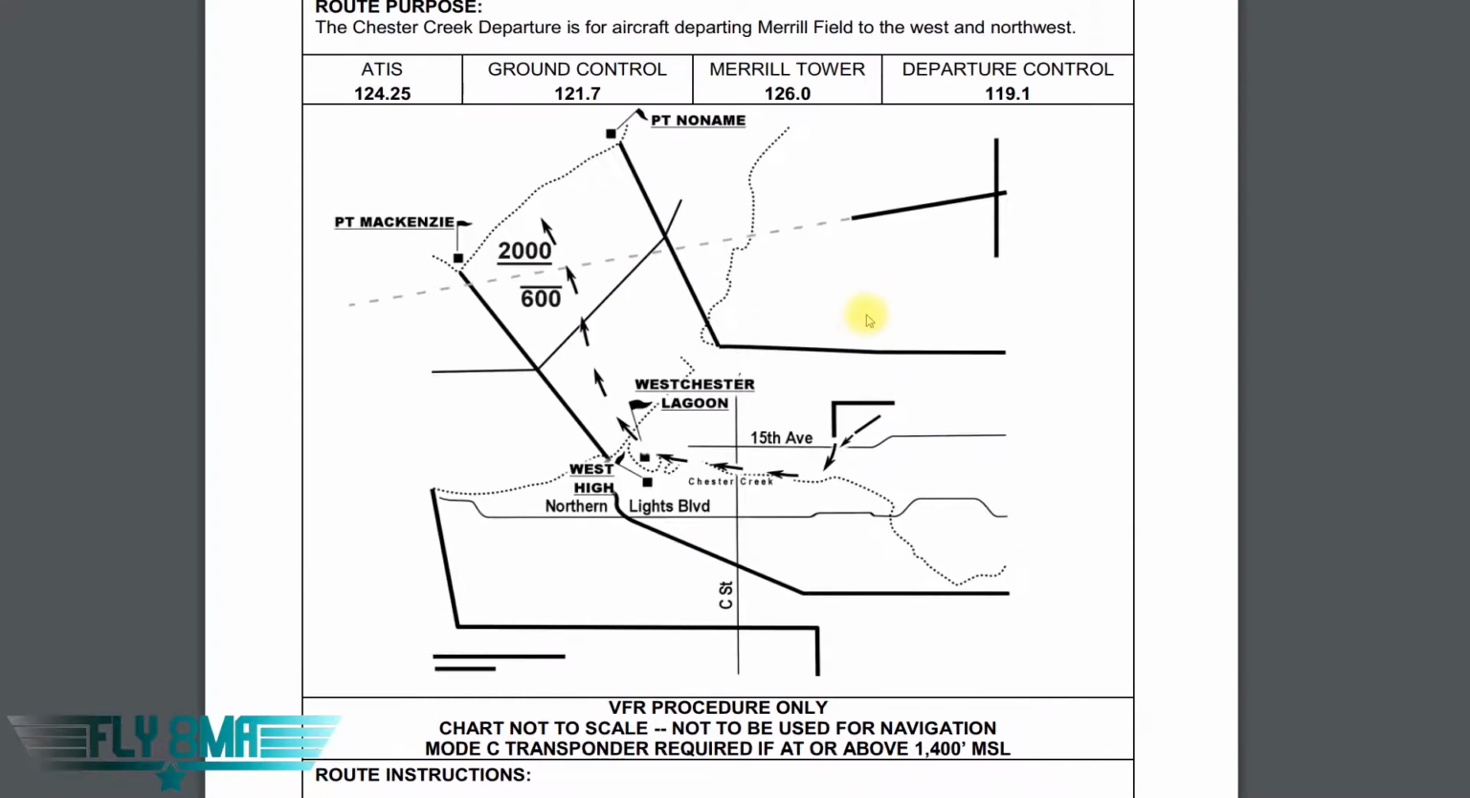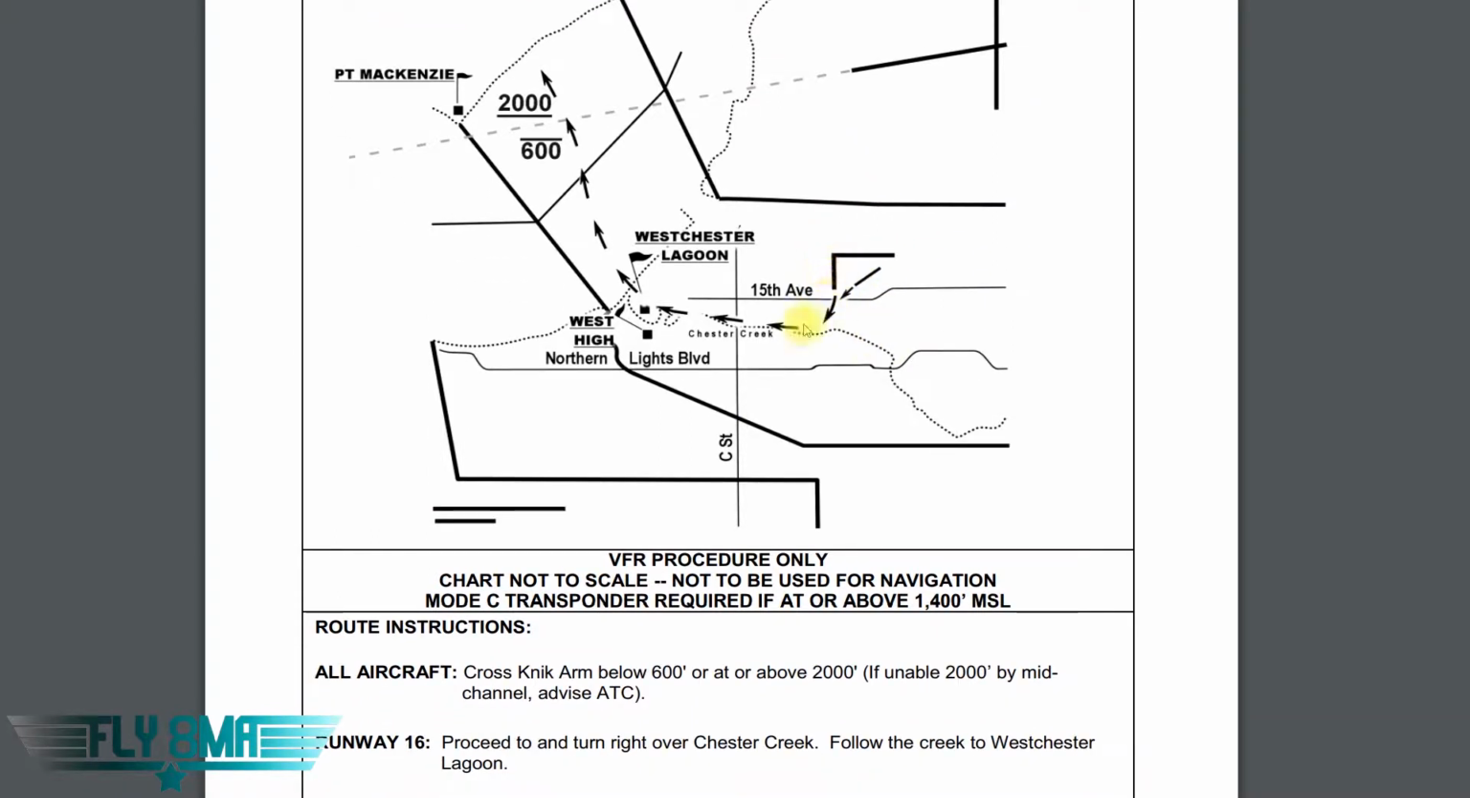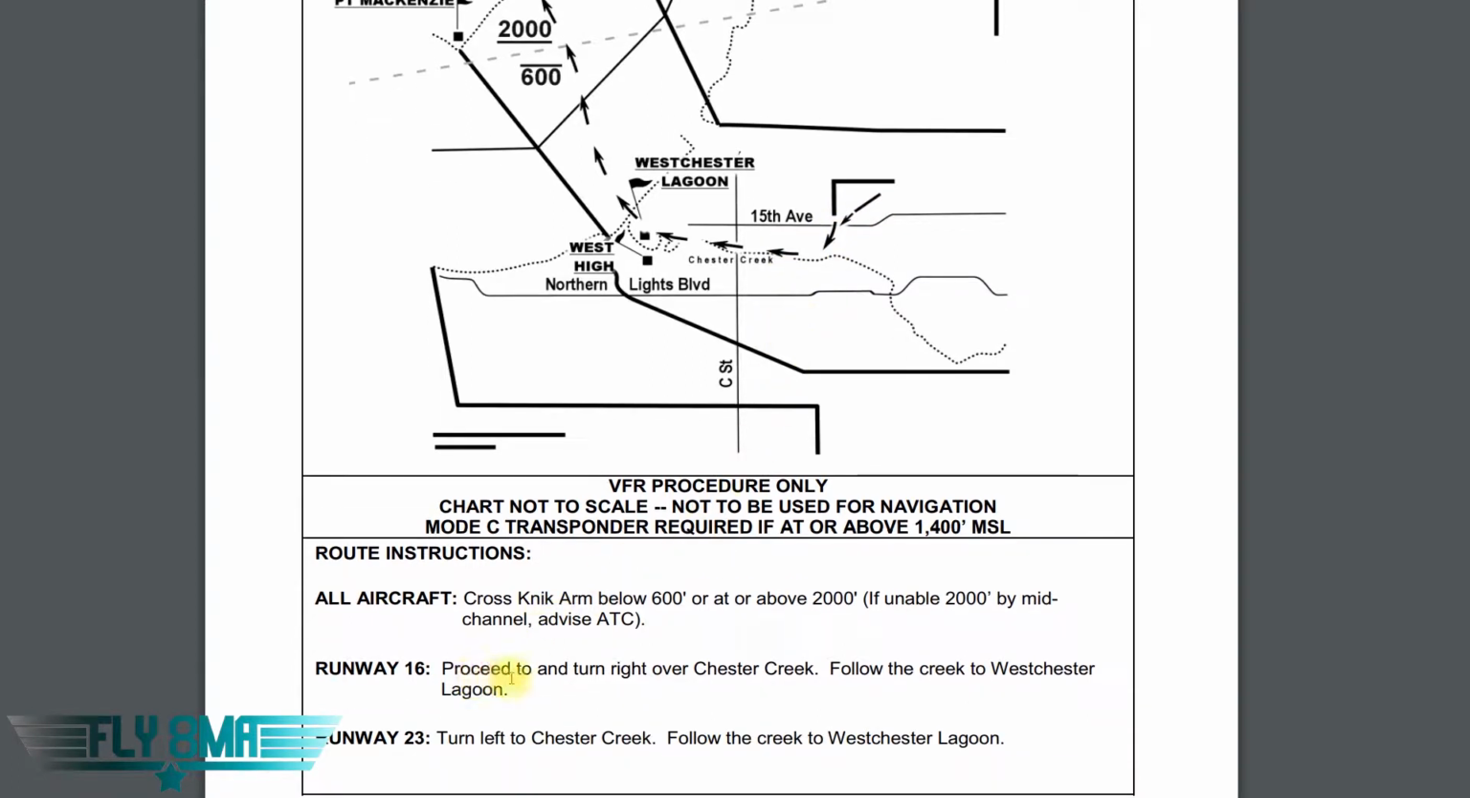But we're going to be taking off out of runways 16 or 23, so we're going to be going southbound when the wind's coming out of the south or southwest. We go ahead and fly along Chester Creek. We can see proceed to and turn right over Chester Creek, follow the creek to Westchester Lagoon, and then from Westchester Lagoon, go ahead and cross over the Knik Arm.